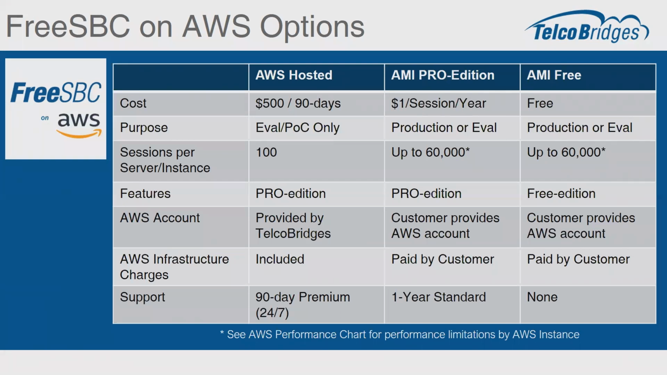The second is the Amazon Machine Image, or AMI, share of FreeSBC Pro Edition. Priced at $1 per session per year, this offer supports up to 60,000 sessions per server and is for production or evaluation purposes on the customer's own AWS account and includes standard support for the 1-year period. And our third and final is the AMI of the free edition. This also supports up to 60,000 sessions per server and is for production or evaluation, again, on the customer's AWS account, but does not include support.